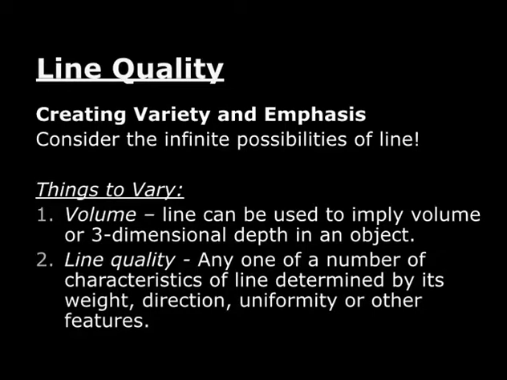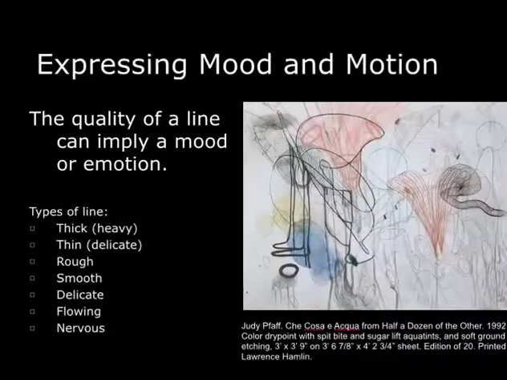So line can have different qualities, and it can be used in a wide variety of different ways. Lines can be used to demonstrate and show volume, or in other words, give something a feeling of 3 dimensions. And the line quality itself will have an influence as well. Lines can also have a very strong influence on mood, not just on their shape, but on things like how rough or how smooth they are, whether they are thick or heavy, whether they vary in thickness, in movement or direction. There are many, many possibilities.